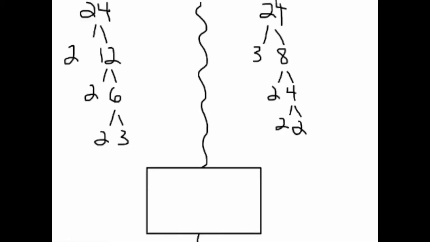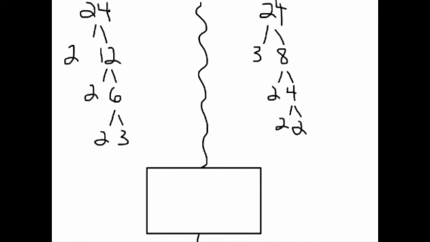This last little skills builder is looking at the number 24, and I've broken it down in two different ways. Let's look at the left side. You can see that I have 2 times 12 that equals 24. And let me break the 12 down into 2 times 6 and the 6 down to 2 times 3.